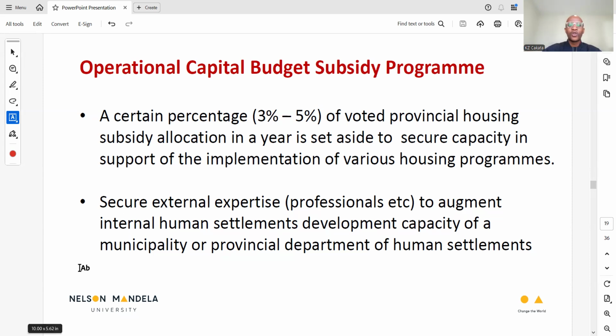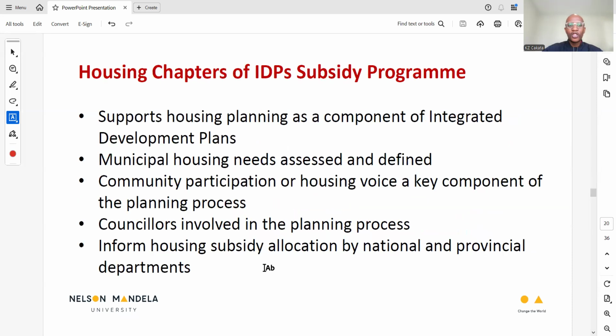This can secure external expertise that is not maybe in the department or in the municipality, to augment the internal development capacity of municipalities or of the province. Okay, so these are the financial parts. The financial interventions included in that is the housing chapters of the IDP. So if you go onto the Nelson Mandela Bay Municipality's IDP, or Integrated Development Plan, there is a chapter there on housing.